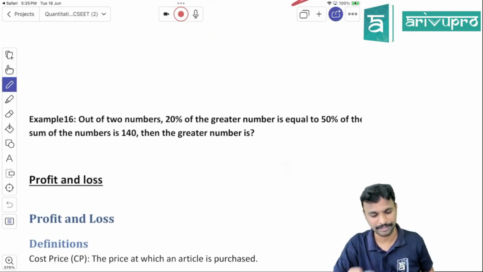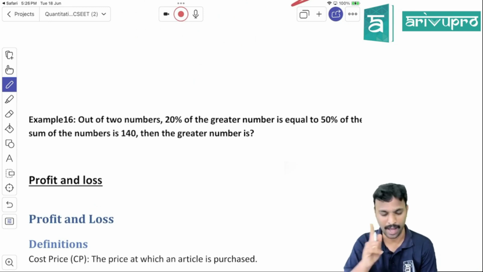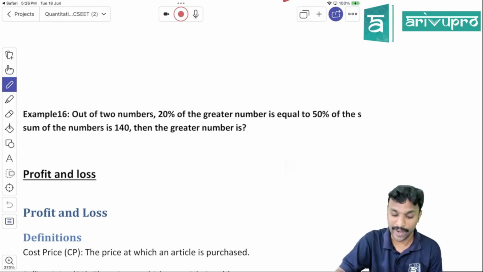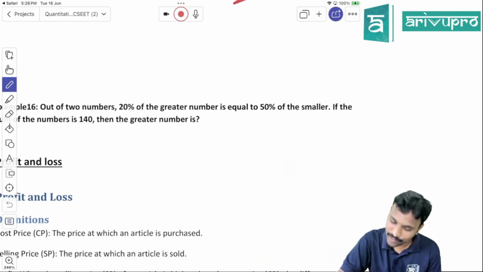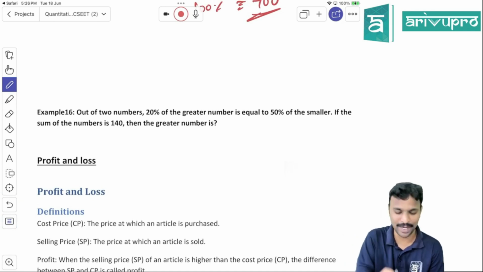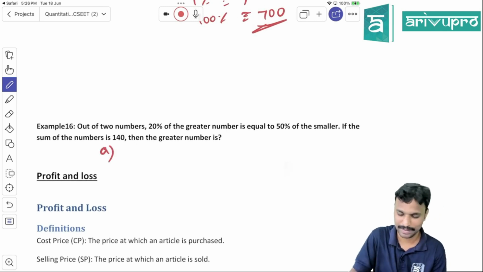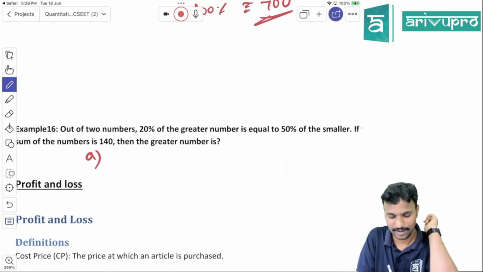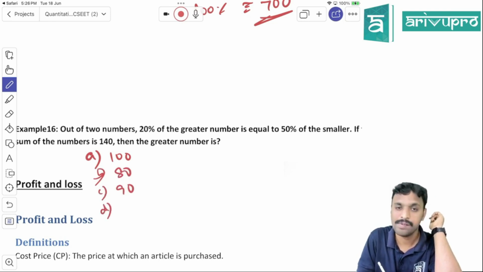Solve one last question. Out of two numbers, 20% of the greater number is equal to 50% of the smaller number. If the sum of the numbers is 140, then the greater number is what? I'll give you options: 100, 80, 90, none.